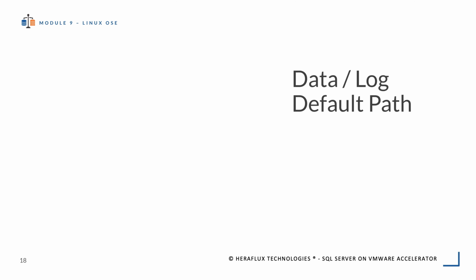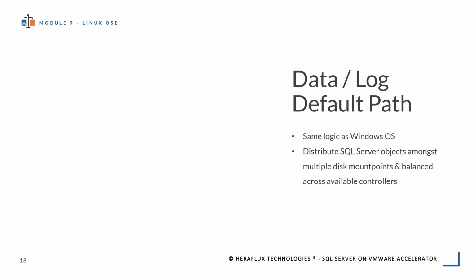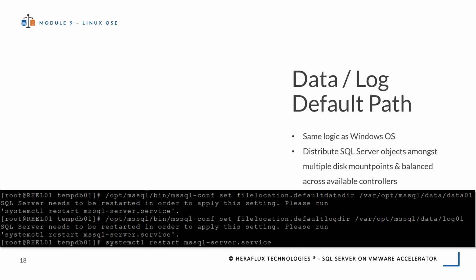Now that we've got our virtual disk set up properly so that we can expand these in the future, and we know that our SQL Server objects need to be distributed, let's learn how to do this on the Linux platform. We don't have a GUI folder option inside SQL Server Management Studio. We need to use that configuration tool mssql-conf to set a lot of these parameters, including the default data and log directories.